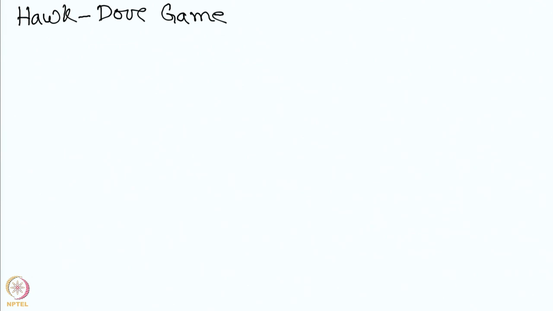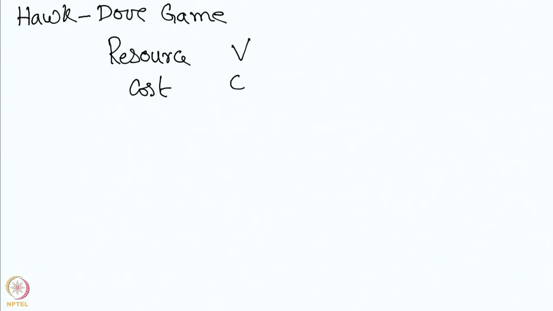In the hawk dove game, we have a species having two behaviors, one is hawk behavior and the other is dove behavior. If two species of hawk behavior encounter, they fight for the resource that has worth V, and if they fight, one of them has to concede. In fact, one of them will lose the resource to the other one. So, the cost of losing is C. Therefore, one species will get V, the other will get minus C, because we are in an averaging framework. So, on an average, the hawks get V minus C by 2.